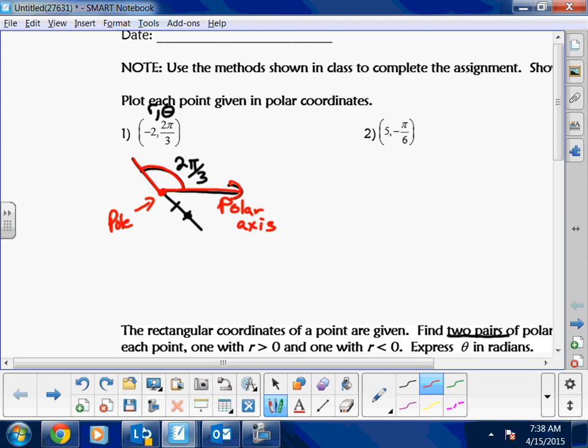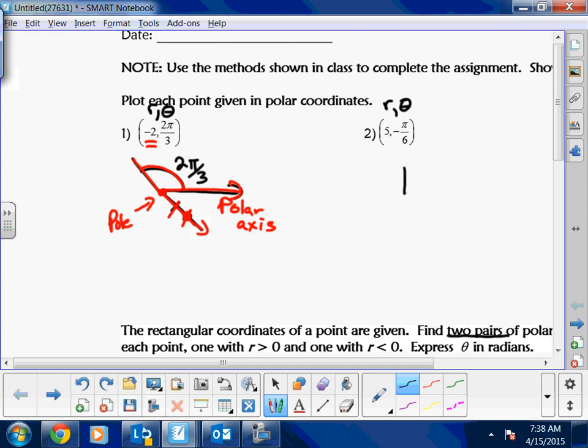The biggest thing that most people get confused about is that if you notice the negative 2, instead of going 2 marks in the direction we normally draw when the angle ends, you go 2 marks in the opposite direction. And right there's your point. So that's how you do the point. Now, to further illustrate how this works, r and theta.